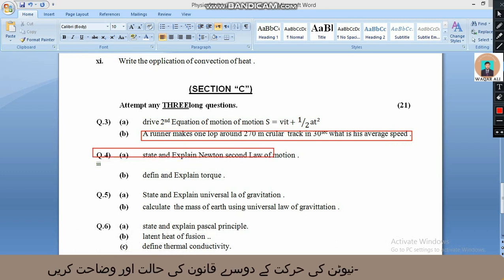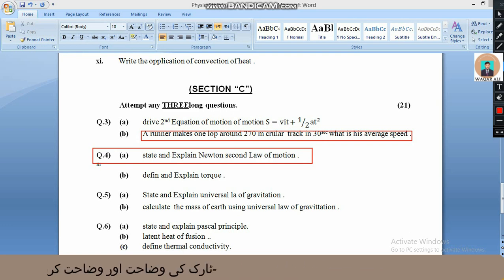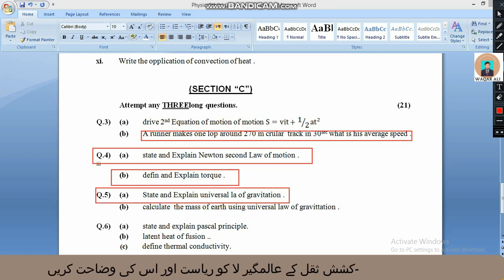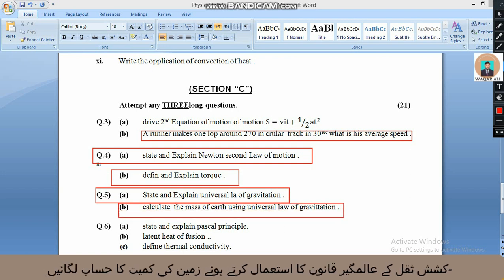Q. 4. A. State and explain Newton's second law of motion. B. Define and explain torque. Q. 5. A. State and explain universal law of gravitation. B. Calculate the mass of Earth using universal law of gravitation.